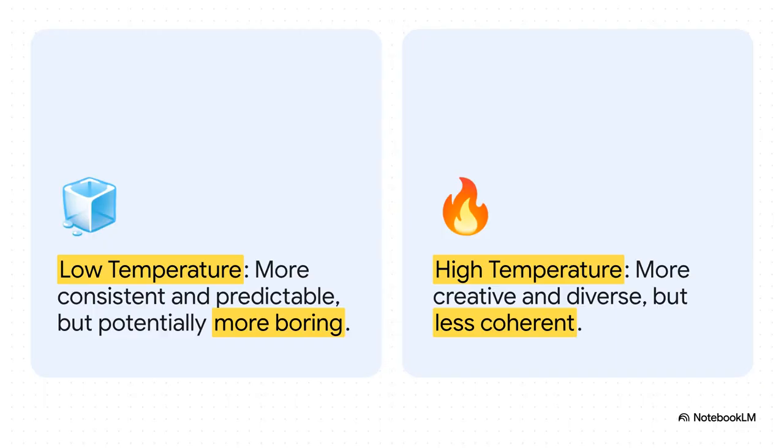And we can actually control this process with a setting called temperature. Honestly, just think of it as a creativity knob. If you turn the temperature down low, the AI sticks to the most probable, safest words, and you get very consistent, predictable answers. But if you crank the temperature up, it starts taking more risks, sampling less likely words, which leads to more creative and sometimes completely nonsensical outputs.